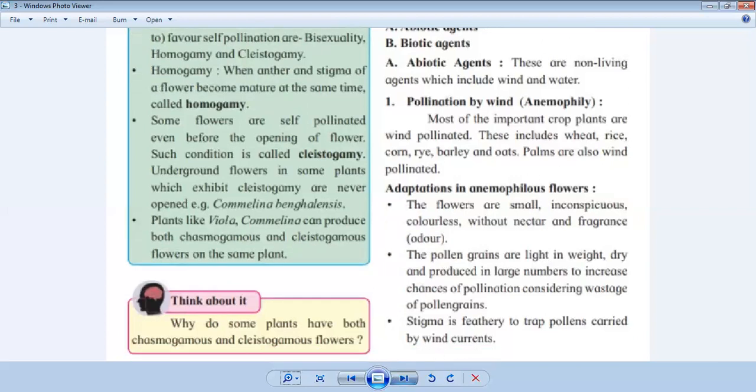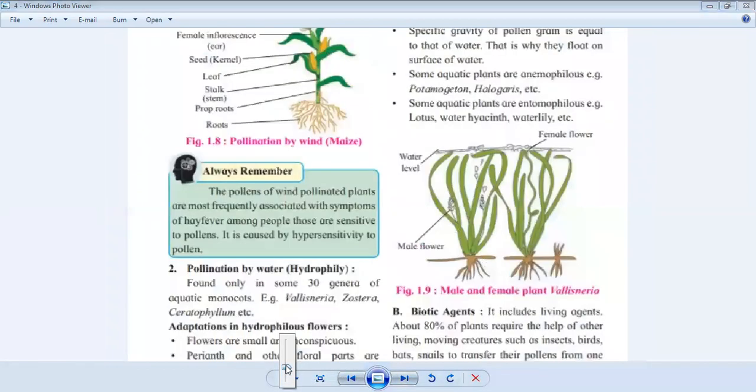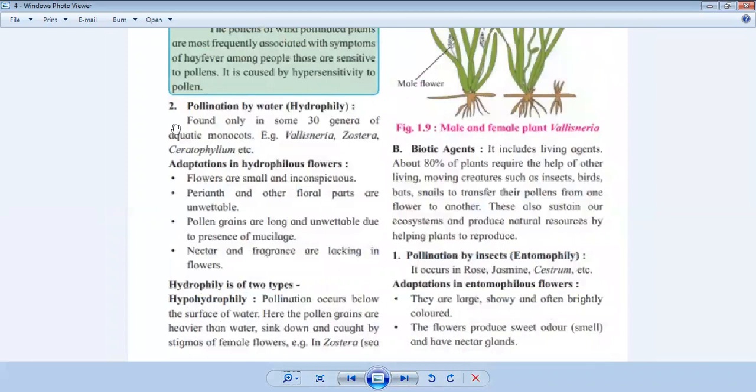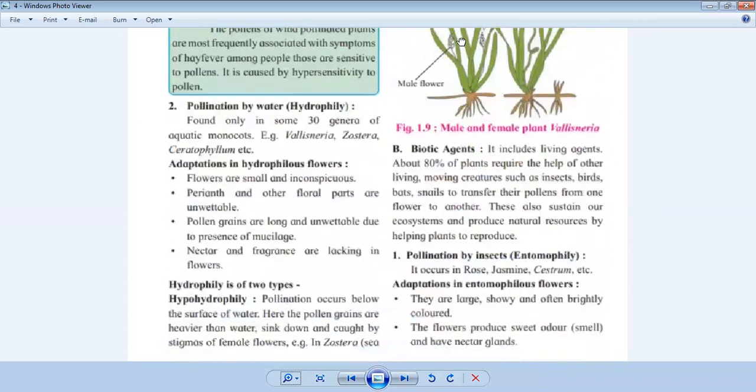Now, next one, that is the pollination by water. If pollination happens with the help of water, then it is called hydrophily. This hydrophily has some specific examples, for example, Vallisneria, Zostera, Ceratophyllum, etc. And these are the adaptations which are required for the hydrophilous flowers. Hydrophily is basically divided into two main categories, that is hypohydrophily and epihydrophily. There are only two examples of it.